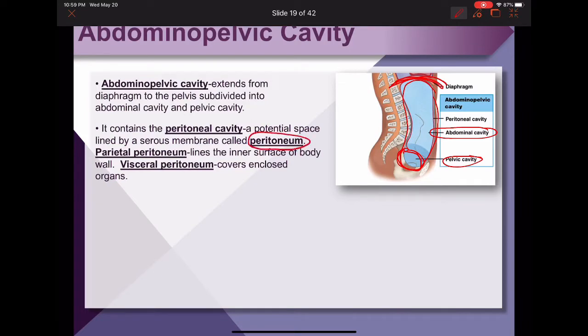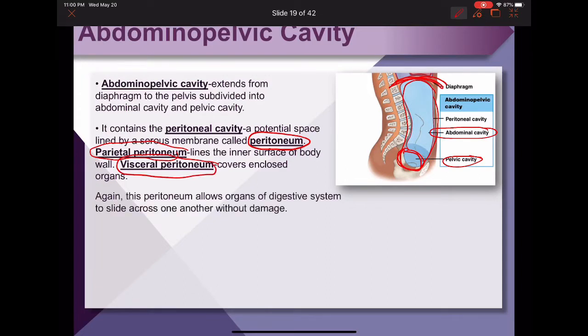Different serous membranes that surround different things are of course called different names. The one that surrounds the lungs is called the pleura. The one that surrounds the heart is called the pericardium. And the one that surrounds your abdominal area is called the peritoneum. Again, the side of the membrane in contact with the cavity wall is called the parietal peritoneum, and the one in contact with your internal abdominal organs is called the visceral peritoneum.